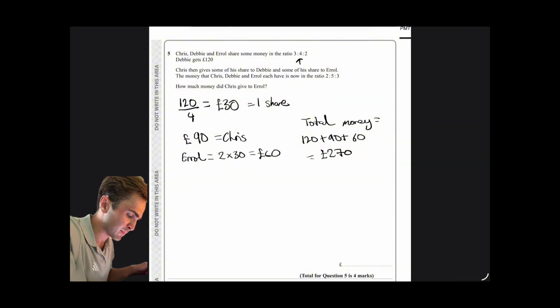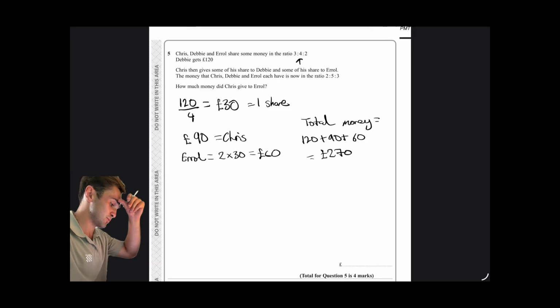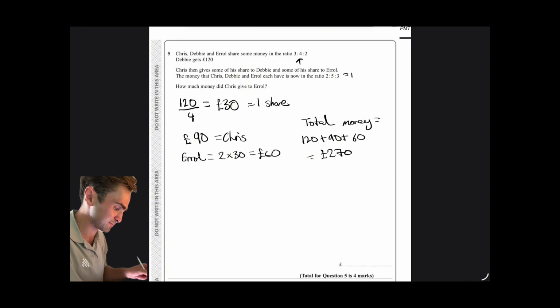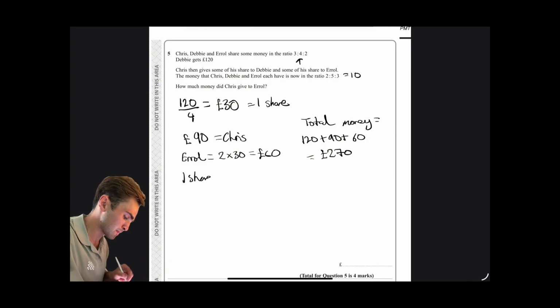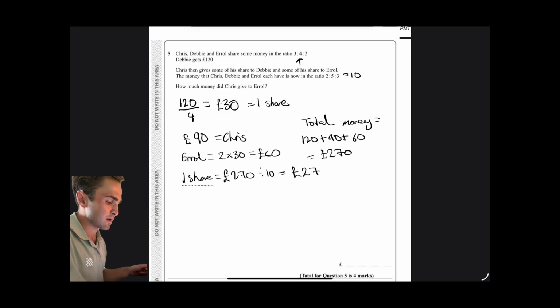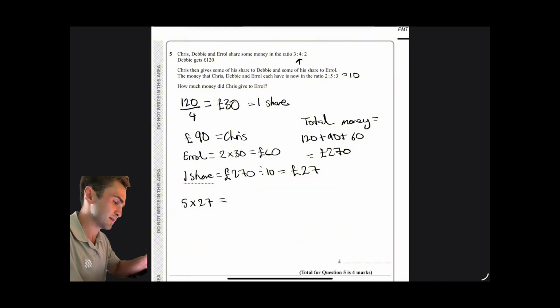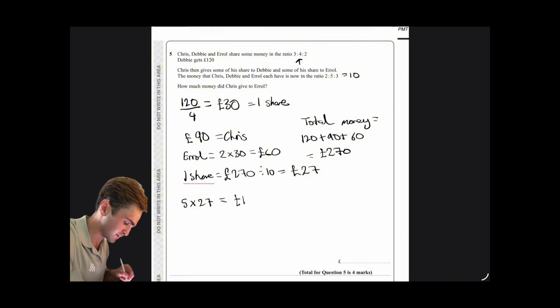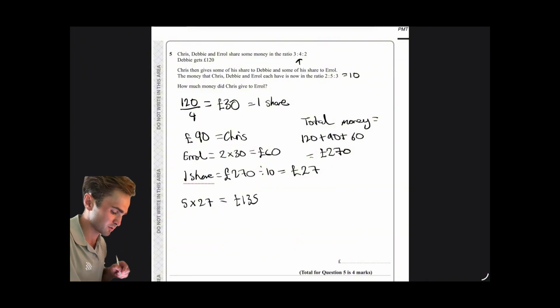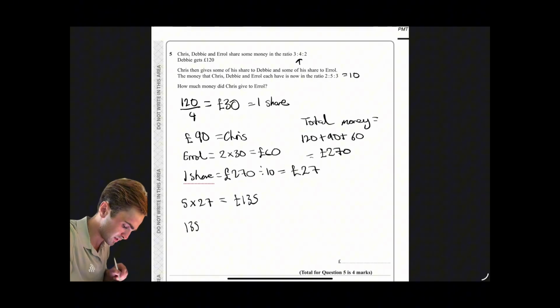Okay, so now the money is split up. Chris gives some to Debbie, and now the ratio is 2 to 5 to 3, so that's 10. So this adds up to 10 now. So 1 share equals 270 divided by 10, which is £27. And now Debbie has 5, so 5 times 27 is Debbie's new money. So she now has 135. And only Chris gives some of his, so Chris must give the 135 that she now has minus the 120 that she started with. So Chris gives £15. So the answer is 15.